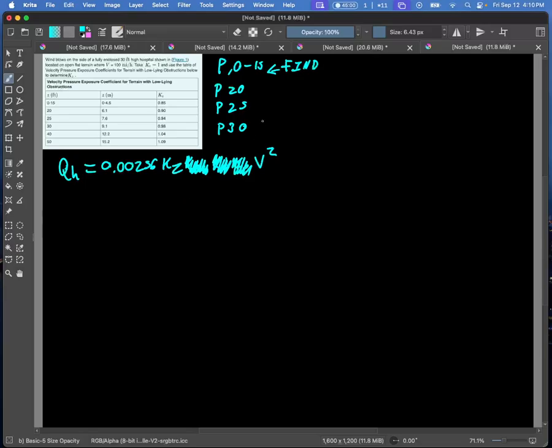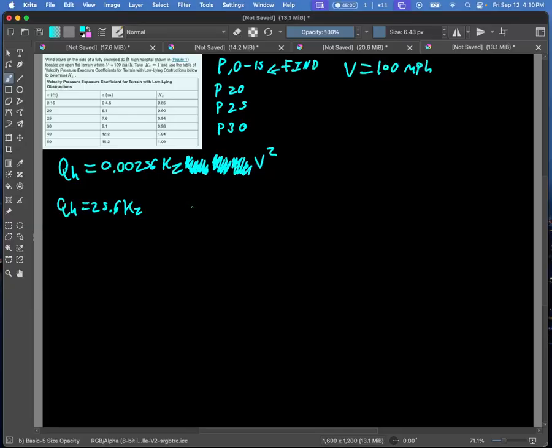Now we have a V of 100 miles per hour. So 100 squared is, what is that? Goodness me, 10,000? It's a lot. But we can times this by 0.00256. And, let's see. It should just move the decimal, right? So yes. QH equals 25.6 KZ.